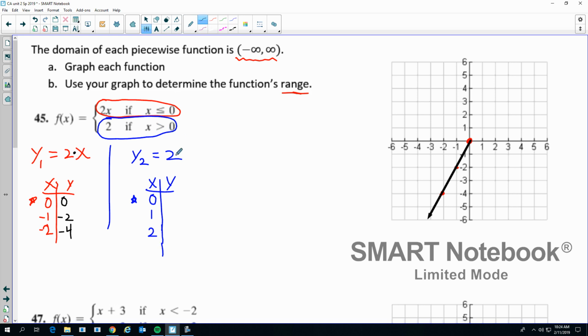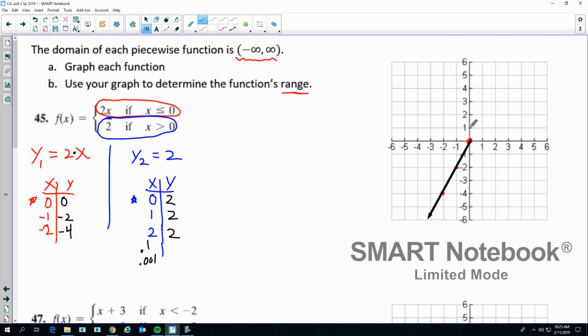So I'm going to plug this in, and really there's nowhere to plug it in. It just defaults to a 2. So I get 2, 2, 2, and so on. So you're probably thinking, well, how do I plot 0, 2? Because it's not included, right? But the thing is, 0.1 is included, and 0.001 is included, and so on. I could keep adding zeros, and those points are included. Those are values greater than 0. 0 is not part of it, but it bumps up against it, and the way we indicate that is we use an open circle.